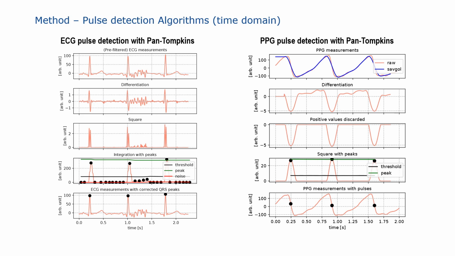Within this integrated signal, the local maxima are detected. A moving threshold is applied to suppress noise peaks. The result of the remaining peaks can be seen in the bottom row, where each cardiac pulse got marked accordingly.